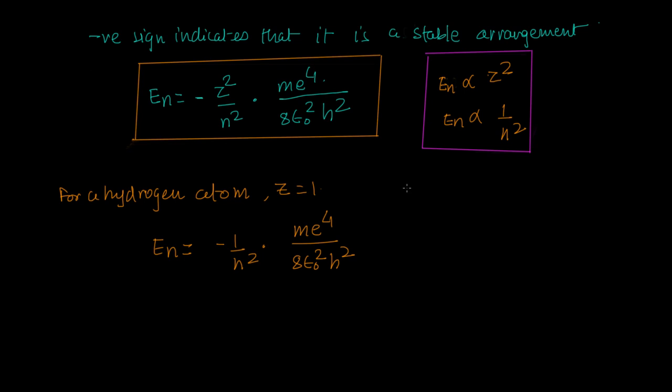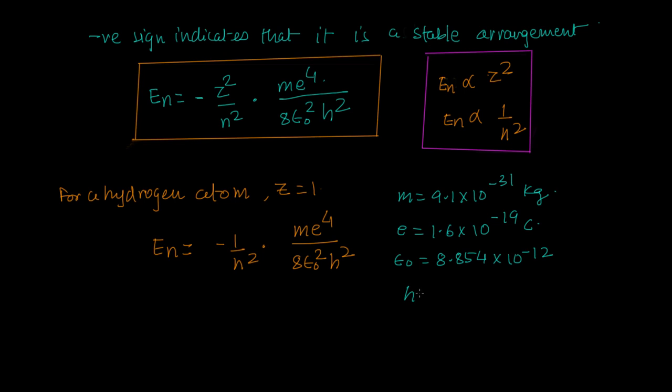Now the values of these constants are known to us. m is 9.1 into 10 to the power minus 31 kg, and e is equal to 1.6 into 10 to the power minus 19 coulombs. Epsilon naught is equal to 8.854 into 10 to the power minus 12, and h is equal to 6.6 into 10 to the power minus 34.